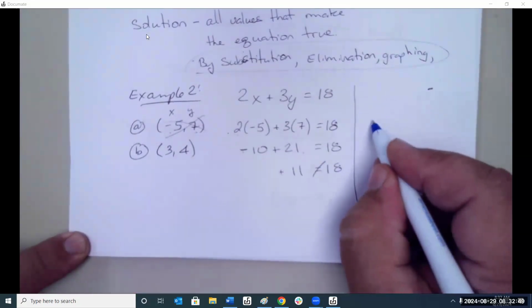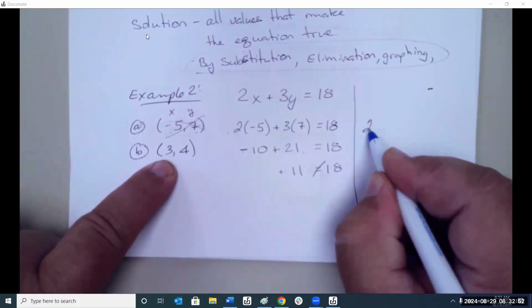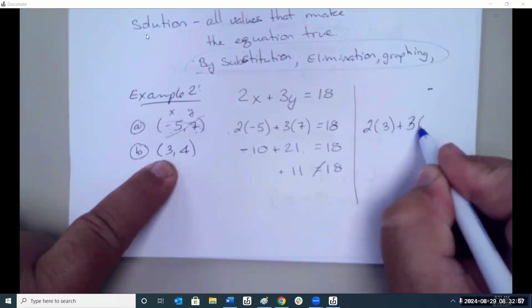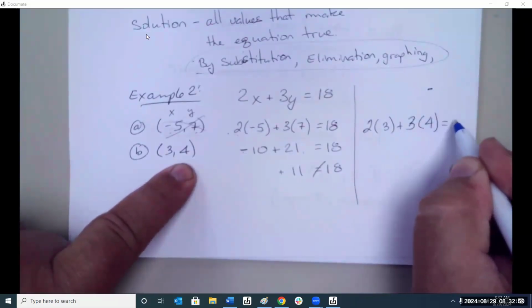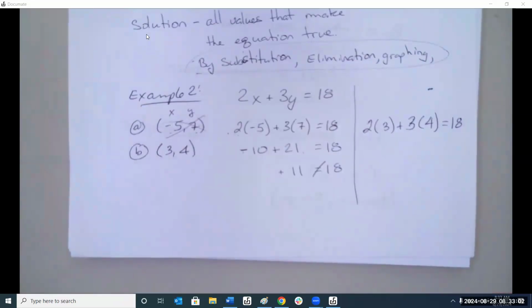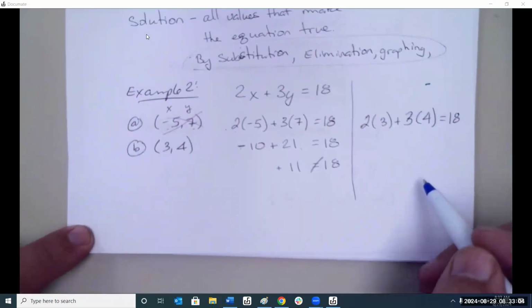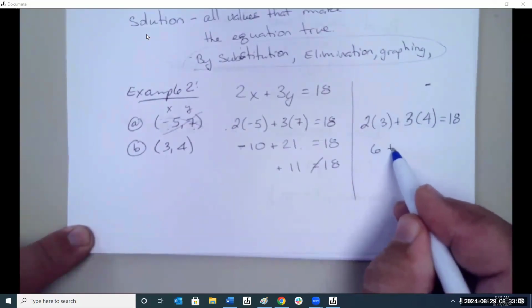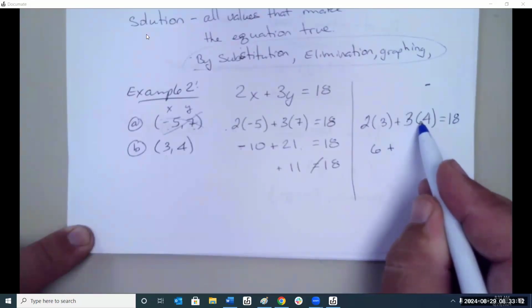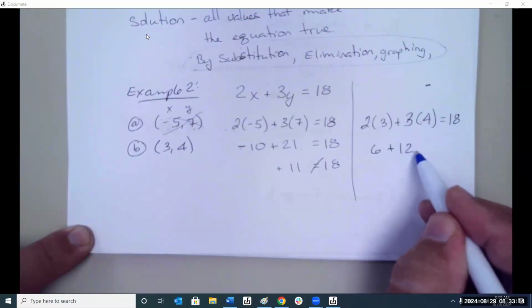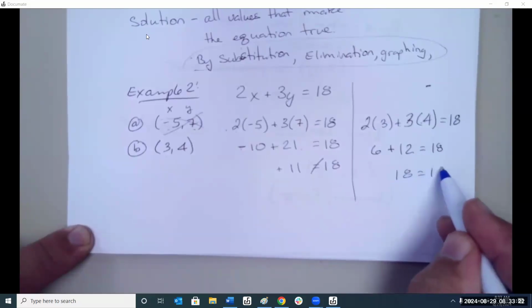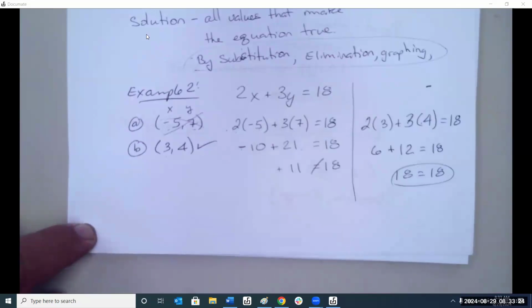Let's try the next one. There's my x value. So I have 2 times 3 plus 3 times 4. Positive and positive is positive. 2 times 3 is 6. Positive and positive is positive. 3 times 4 is 12. They're both positive. The answer is positive. 6 plus 12 is 18. So that one is a solution.